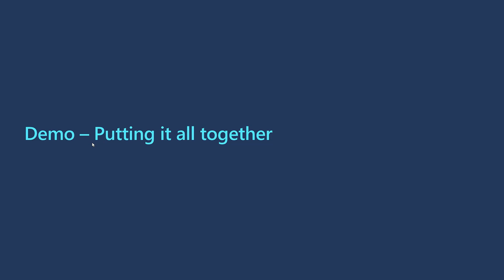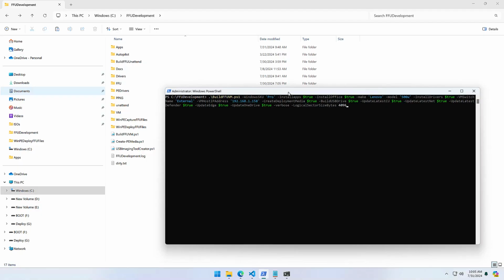Okay, so now let's put all of this together. Let's go ahead and put everything together and run an end-to-end deployment. So the first thing that we're going to do is go over just what the command line that we have on the screen here looks like. It's very similar to what we did in the quick start demo, but there are some slight differences.